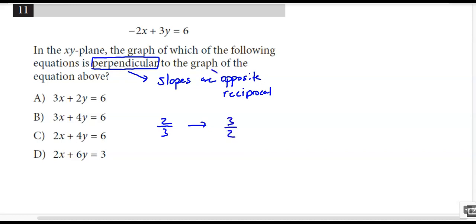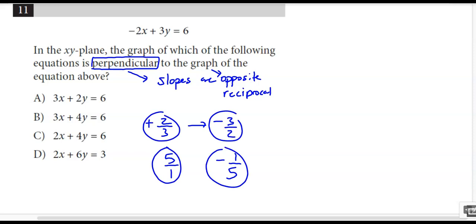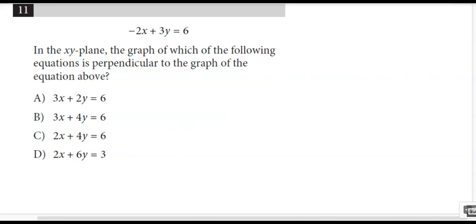And they also have to be opposite, meaning that if one is positive, the other one has to be negative. If it turns out to be a whole number, for instance, like 5, you can just put a 1 under it, and then it's a little bit easier to flip, and then just change the sign. So these are slopes that would be perpendicular to each other. So let's get after this problem.